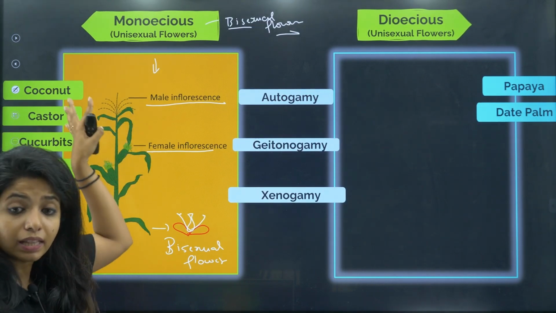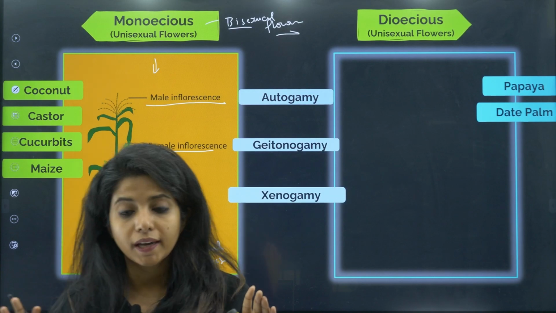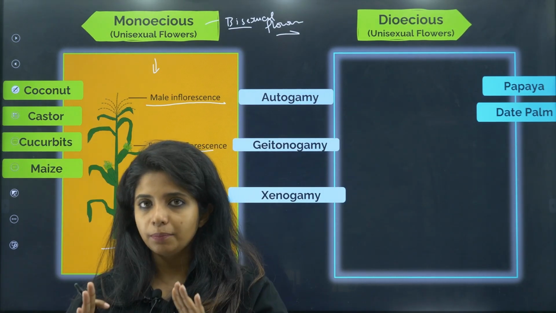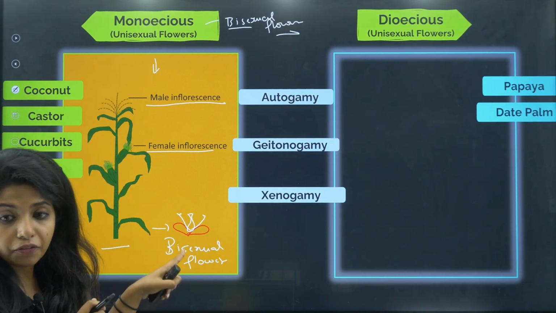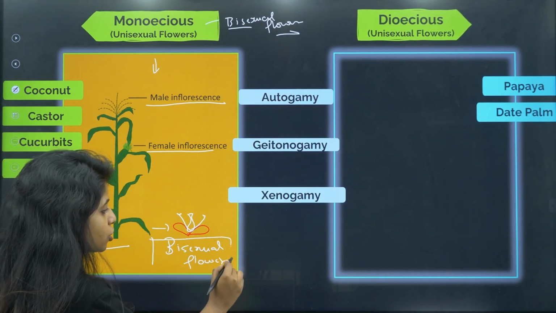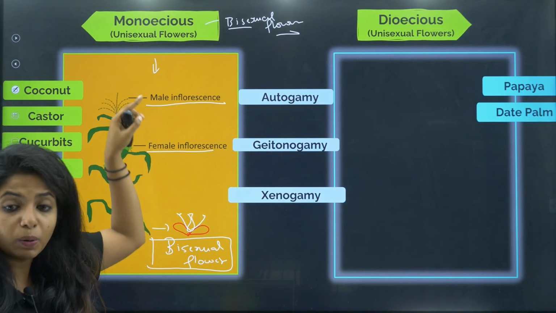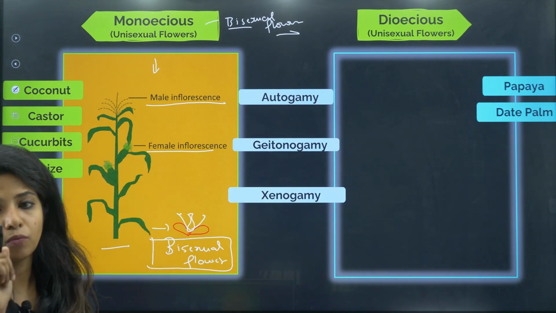Both of them are in the same plant. This is why it is known as monoecious plants. So, for your understanding, I will tell you again, monoecious means both the sexes will be on the same plant. It can be on the same flower. If it is like that, you call this flower a bisexual flower. But it can also be in different flowers but on the same plant. This is known as unisexual flowers, where only one sex is there in one flower.